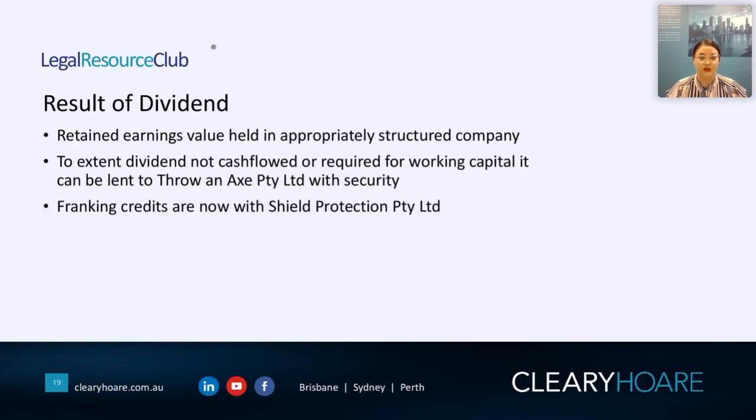So what's the result of declaring this dividend? Whether the equity interest relied upon is dealing with the existing shares or an issue of new shares, the result in relation to the retained earnings is identical. That's to say, our safe haven entity Shield Protection will be a newly structured company whose shareholder is a discretionary trust, and it will receive from Throw and Axe a fully franked dividend equal to the retained earnings of Throw and Axe. Essentially, a $6 million dividend is declared to this company.